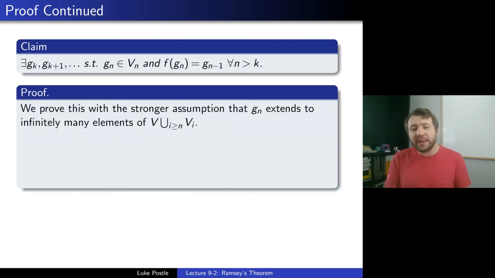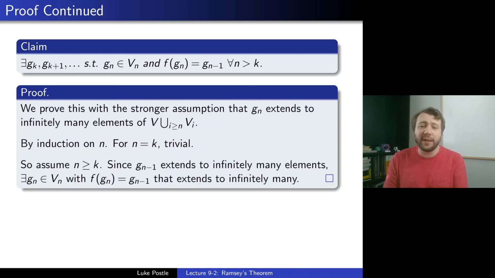So how do we prove this? Well, I'll do exactly what I just said. I'll prove the stronger assumption that g_n extends to infinitely many elements of the V_i. We want it to extend, so to make sure that we don't run out, we'll require that you always extend to infinitely many elements. And how do you do this? You do it by induction on n. So for n equals k, this is obviously trivial.